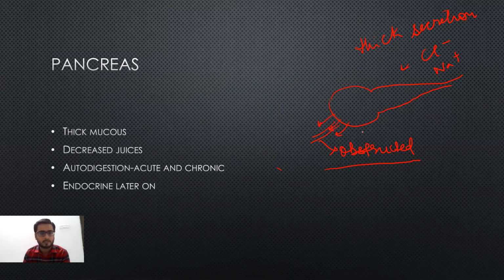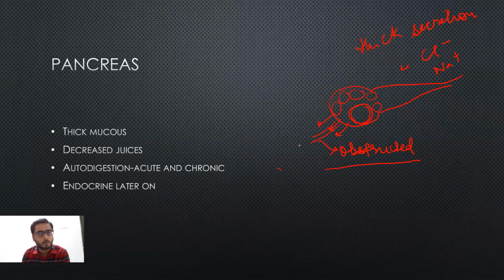There are decreased digestive enzymes in the body. So what can we expect? A pancreas whose ducts are obstructed will have cystic swelling. From the name we can know, cystic fibrosis. The acini get cystic swellings, and there are thick secretions, which are not able to go outside because the duct is obstructed.